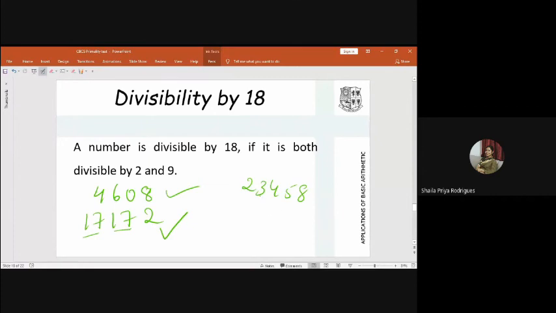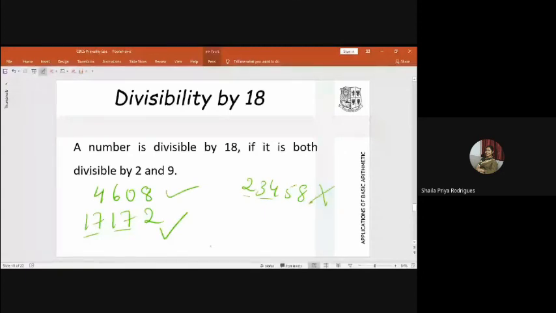Okay, 2, 3, 4, 7. 7 plus 2, 9. 9 plus 5, 14. 14 plus 8 is 22. And 22 is not divisible by 9. So this is not divisible by 18.